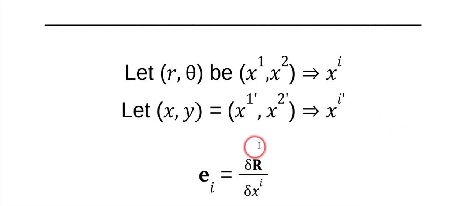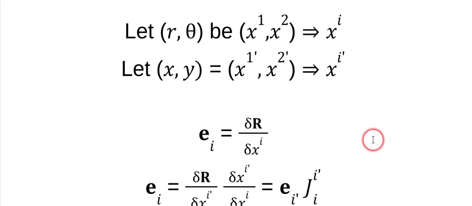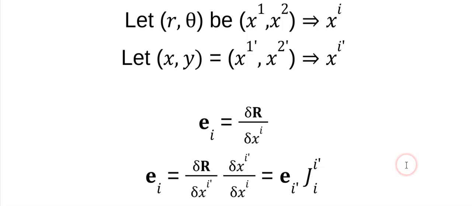It's given as the partial derivative of a position vector with respect to a coordinate. Now, I want to rewrite that by using the multivariable chain rule to say the partial of that position vector with respect to the primed coordinate times the primed coordinate with respect to the unprimed, right? So this is equal to that. This thing here is given a special name, J i prime i, and we call it the Jacobian. I think it has a specific name, but everybody calls it the Jacobian, so I do too.